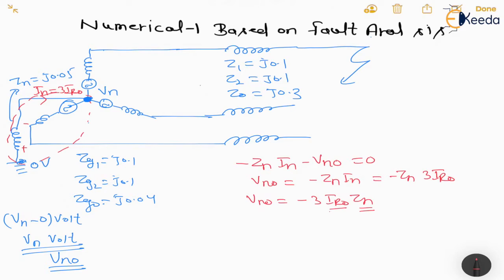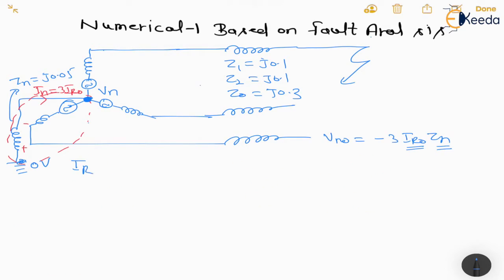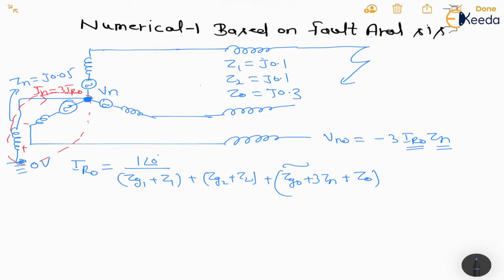The value of Zn has been given and we have to calculate the value of IR0. So we want to calculate the value of IR0 in case of single line to ground fault analysis. So we can calculate it as 1 at the angle of 0 upon Zg1 plus Z1 plus Zg2 plus Z2 plus Zg0 plus 3Zn plus Z0. You know that this is Z0 because Zn has been given, so Zg0 plus 3Zn plus Z0.